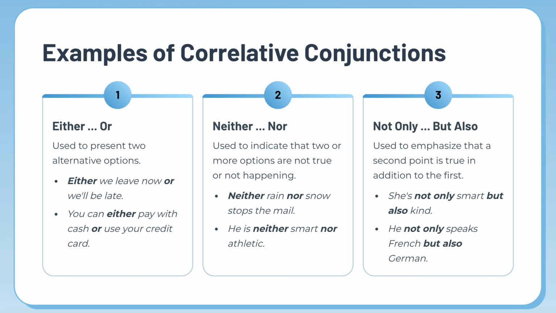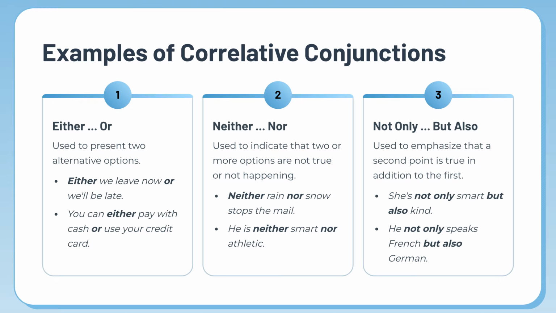The next pair is neither, nor. We use this when both options are not true or not happening. Neither rain nor snow stops the mail. He is neither smart nor athletic.